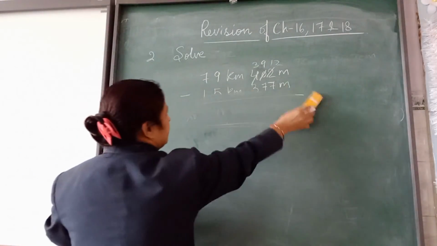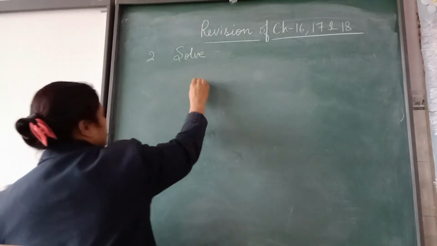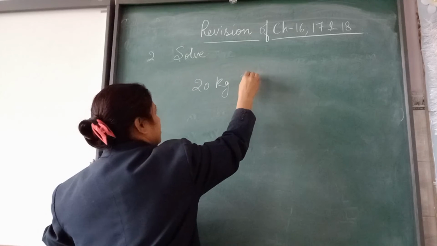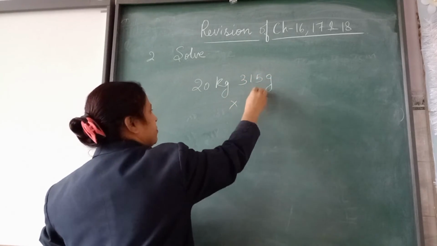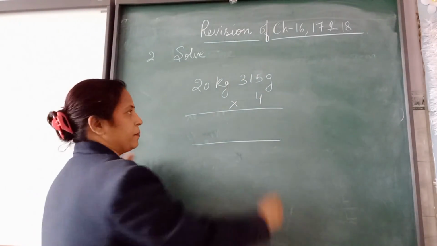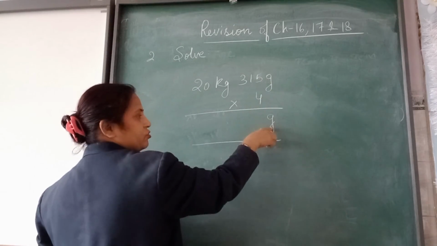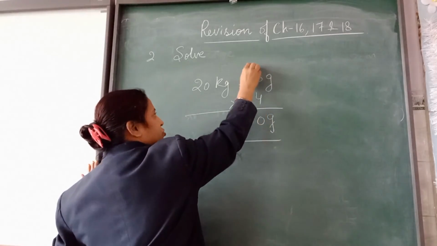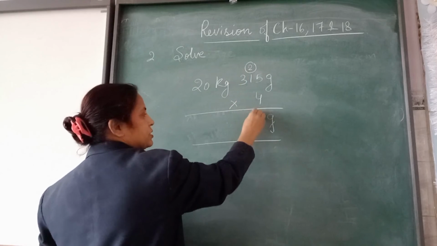Another example we are going to do now. 20 kg 350 grams multiplied by 4. Now this is multiplication part. So now 4 gram part you will start multiplying from this side. First you write down the unit grams. 4 5s are 20. So 2 carry, 4 1s are 4 plus 2, 6.